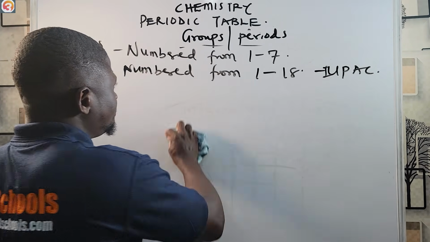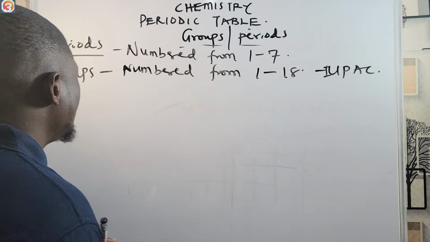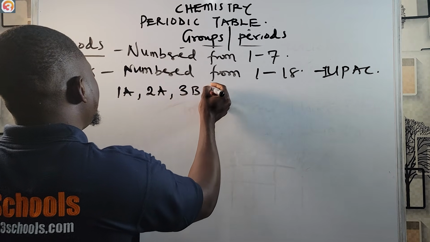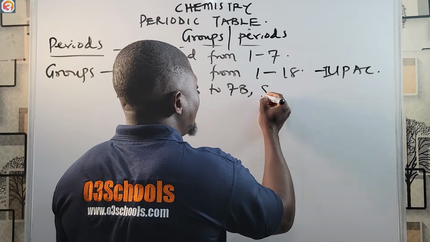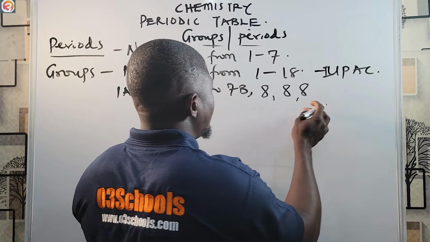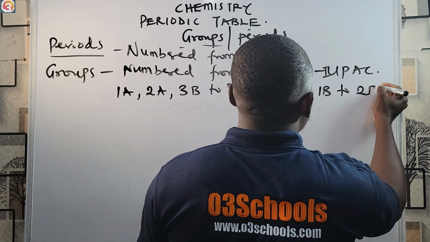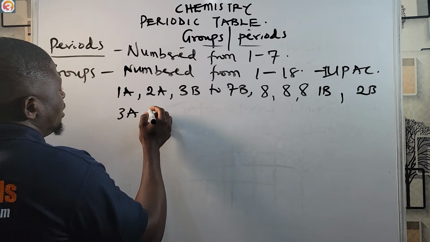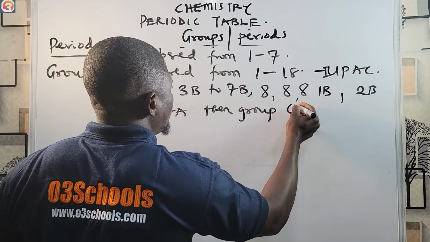Now, having known that, these group numbers from 1 to 18 can also be numbered as 1A, 2A, then 3B to 7B. Then we have 8, 8, 8, which I'm going to show you right now as you're watching this video. Then we have 1B and 2B. Then we now have 3A to 7A. Then the group 0.